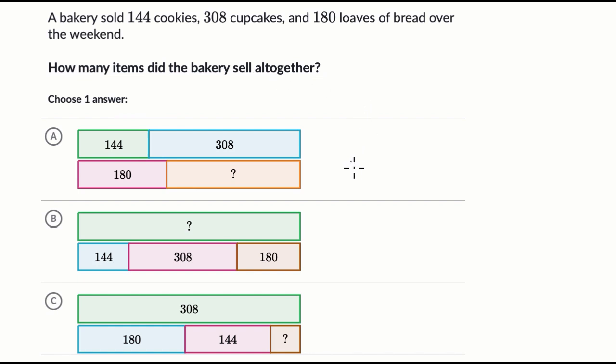So pause this video and think about which of these three you would pick that would actually help us answer the question of how many items did the bakery sell all together? All right, now let's work through this together.